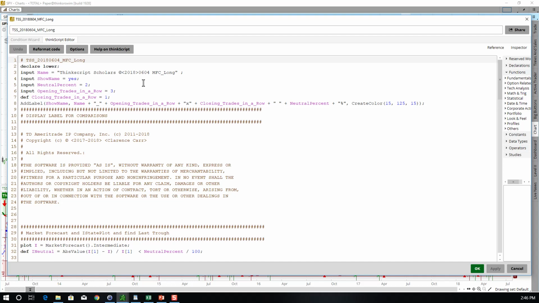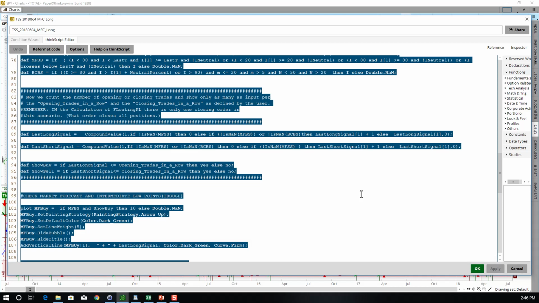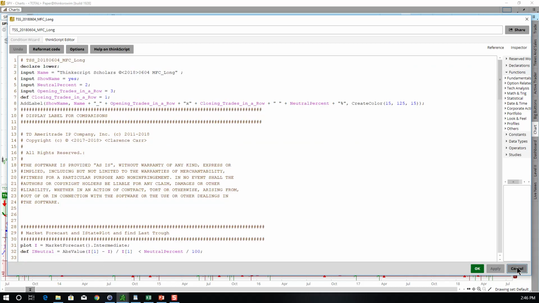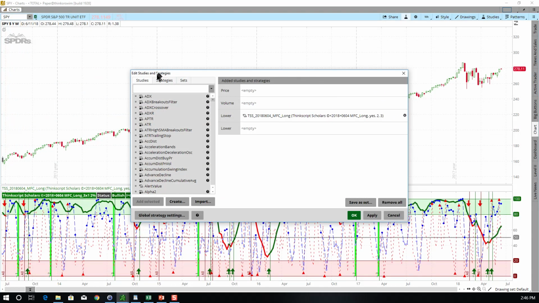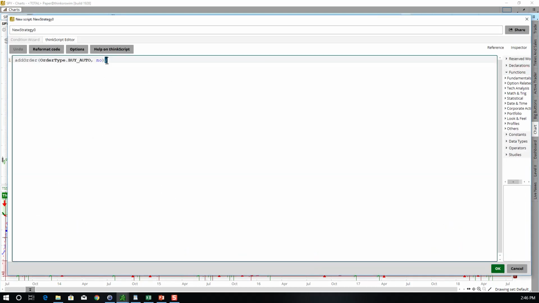So we can just click on this and select all. We can copy it and paste it over onto another chart. I'm going to come over here. What we would do to create a strategy now, now that I have that on my clipboard from the study we did last time, is go over to strategies and create, and paste this over here. Before I paste this, I want you to see that strategies also come preset with a very basic add order command.